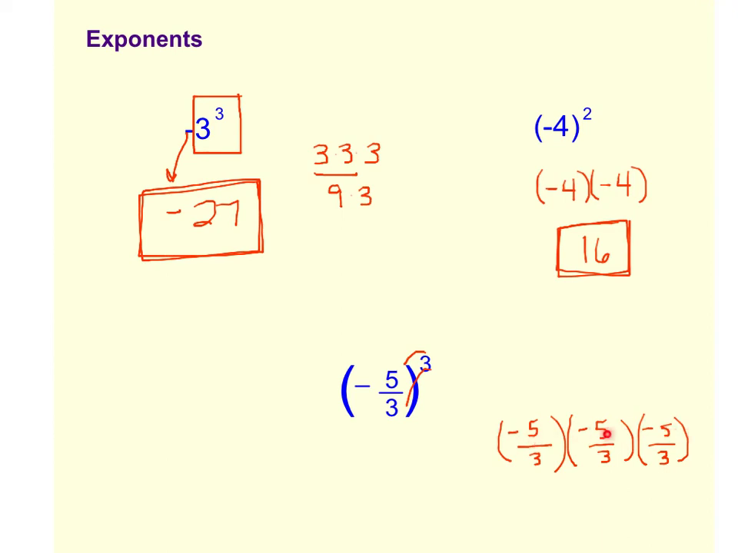Negative 5 times negative 5 is a positive 25, times a negative 5 is a negative 125, over 3 times 3 times 3, well, we just did that above, we know that that is 27. So don't let fractions throw you off, and pay attention to whether or not you have parentheses to know if you have a negative base or if the negative sign just goes on your answer in the end.